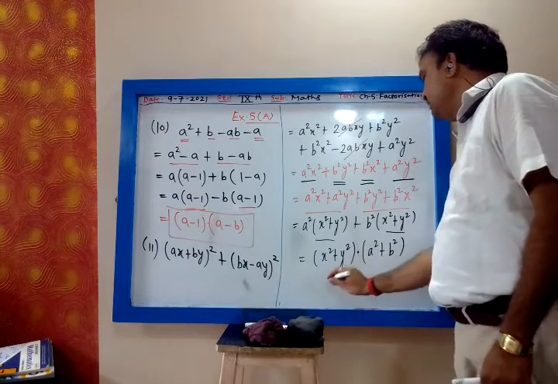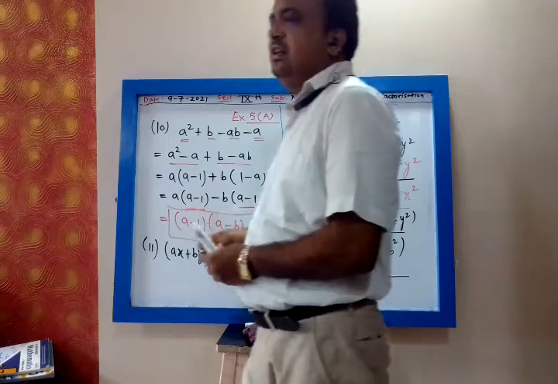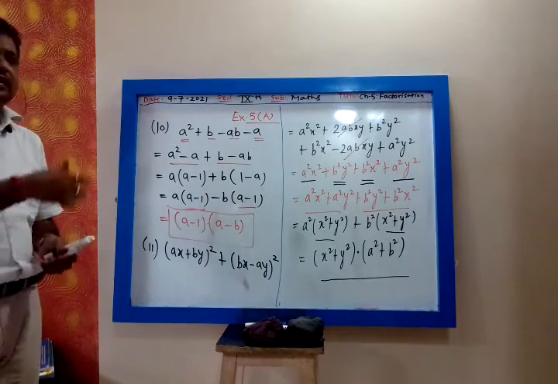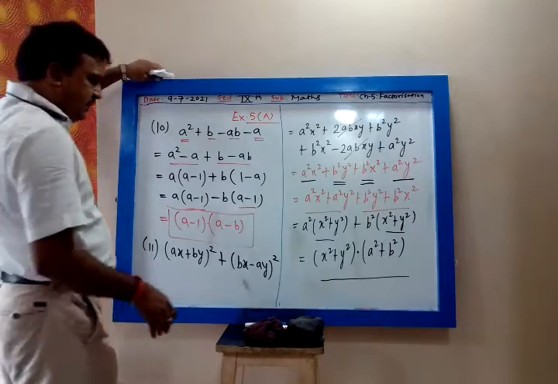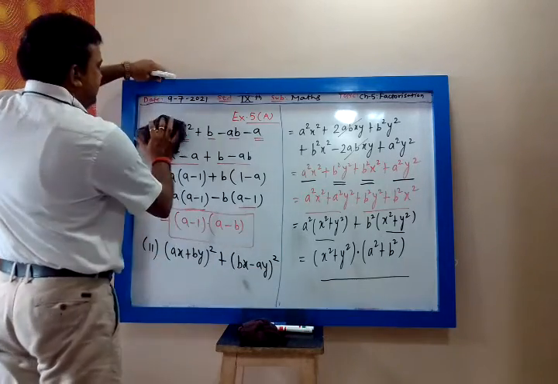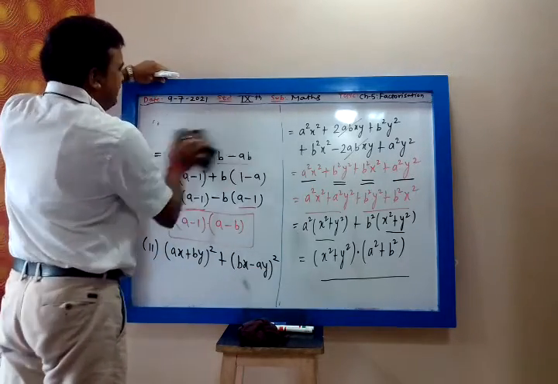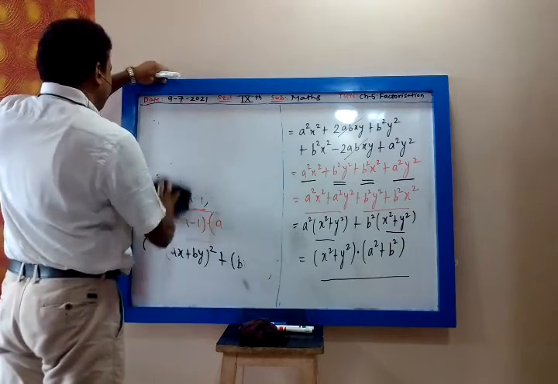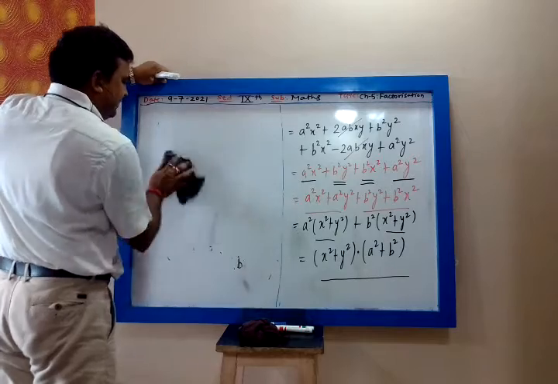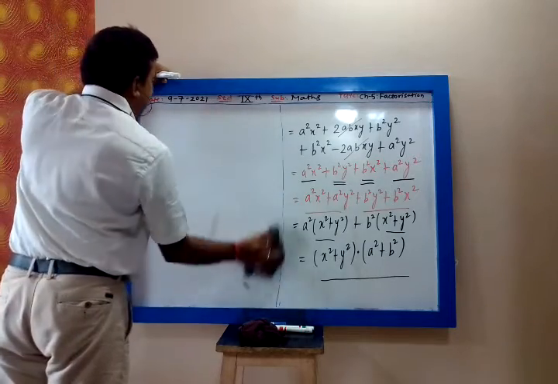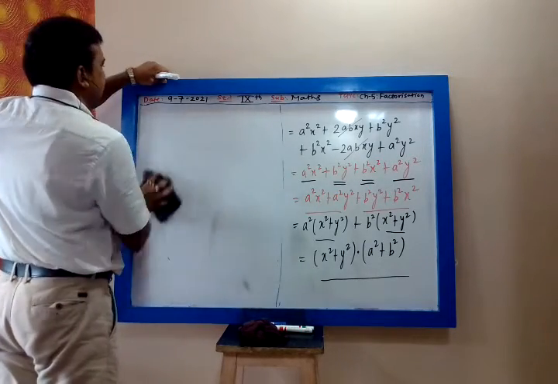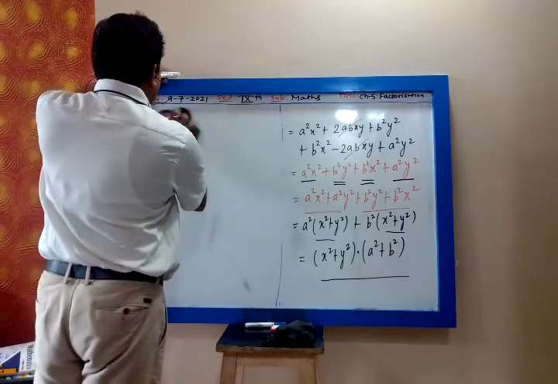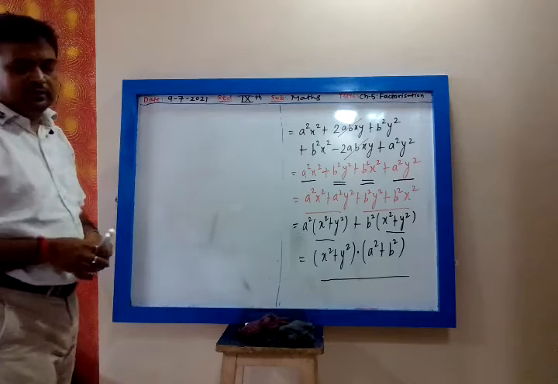This is the product of two factors. Whenever in the last step you get a product of two factors, three factors, or four factors, it is in the factorization form. Product means multiplication. In the last stage there should be multiplication between the factors. If there is a plus sign or minus sign between two factors, then it is not a factorization.